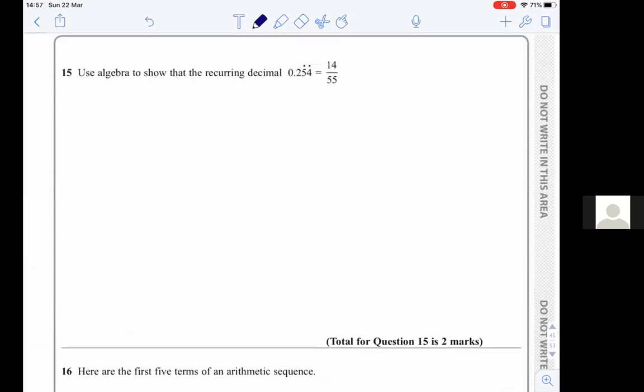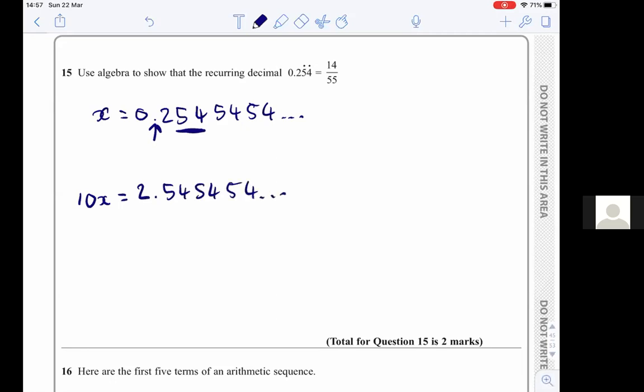Question 15, show that the recurring decimal 0.254 with dots over the 54, meaning we've got 54 recurring, equals 14 over 55. So this is where I have to try and make 2 expressions in terms of x where the bit after the decimal point is the same. So I'm trying to make it this recurring bit. So first things first, if I times by 10, I'll have 2.5454.